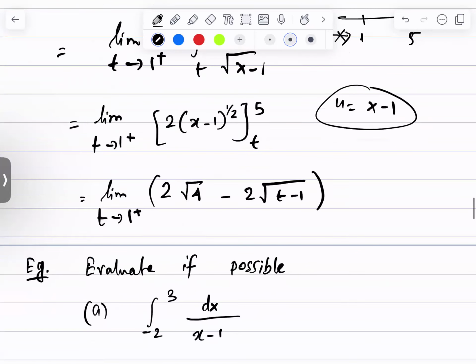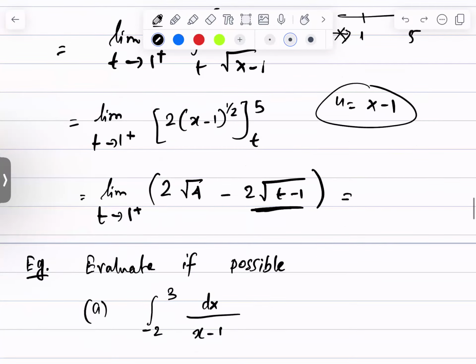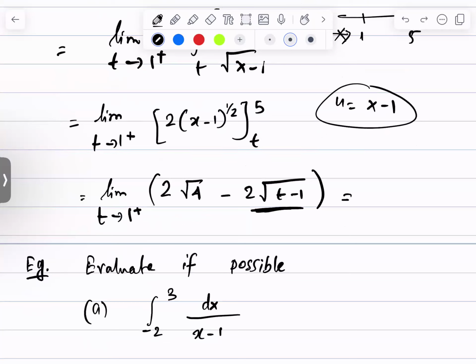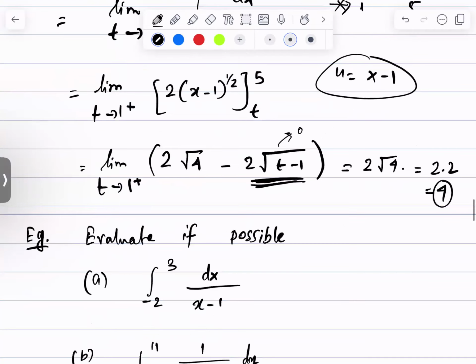And now if I put t equal to 1 there, this is completely fine, right? This quantity is a constant, so no problem. And if I put t equal to 1 in the second part, then I should get just 0. And that will be just 2 square root 4, which is just 2 times 2, which is just 4. This is your answer. Okay, cool. Not so hard.